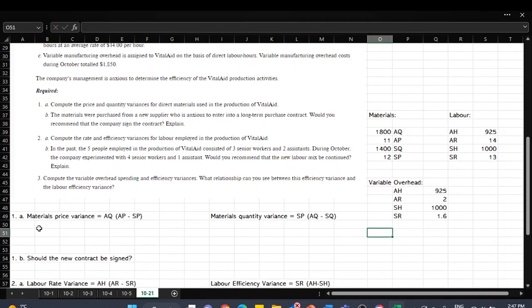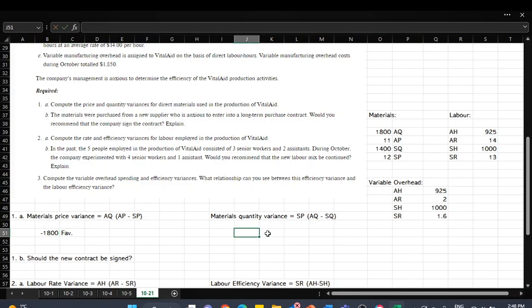So now we have all of our information. It's simply a matter of putting that information into our formulas. So our materials price variance is our actual quantity multiplied by our actual price minus our standard price. And that's going to return an amount of 1,800. Again, it's appearing as a negative number, which tells us it's actually a favorable variance. Which makes sense because our actual price is $1 less than our standard price. So we spent $1 less per unit than we were expecting.